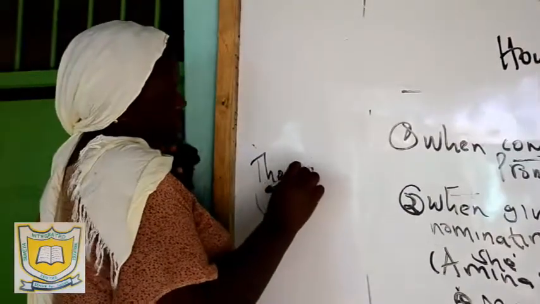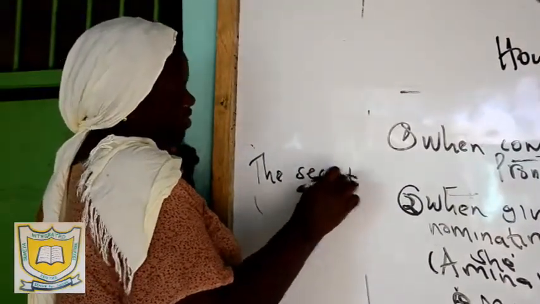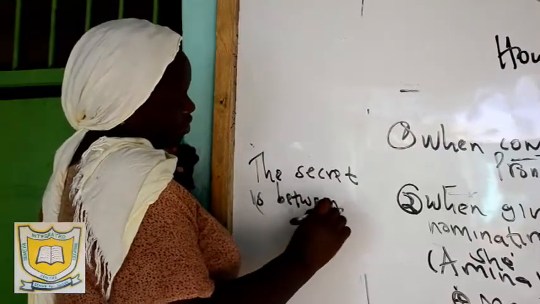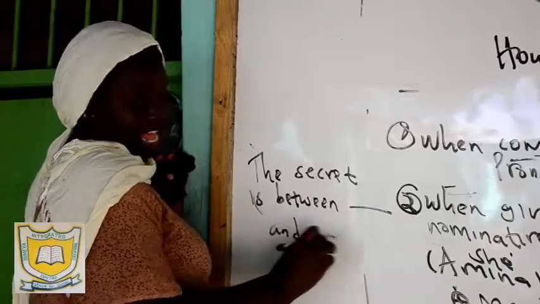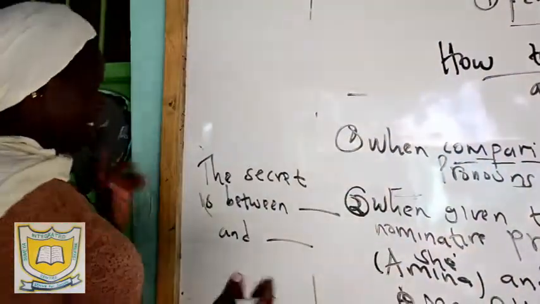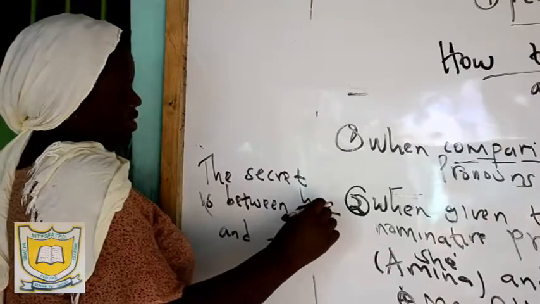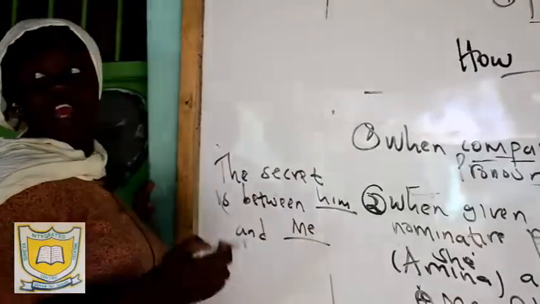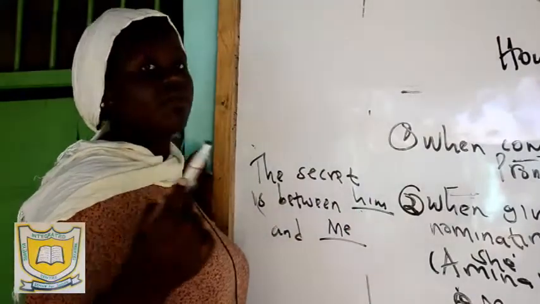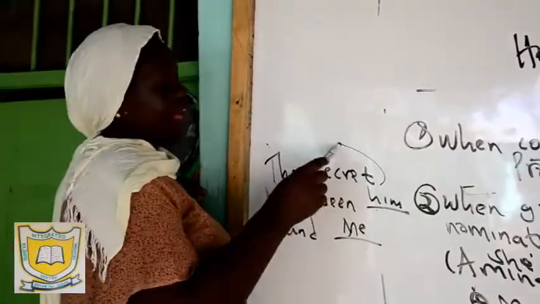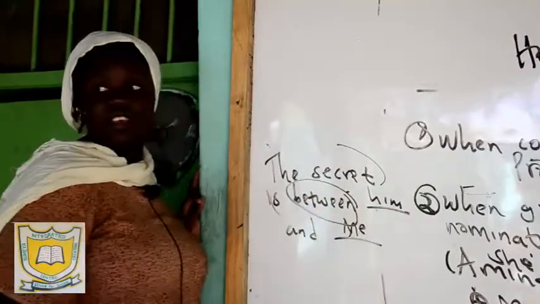Or you can also say, the secret is between dash and dash. The secret is between him and me. I'm having him, which is an objective pronoun, and I'm having me, which is also an objective pronoun. Now I have between, which is a preposition.